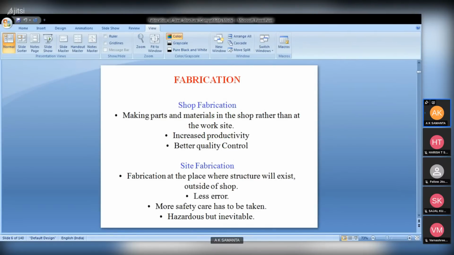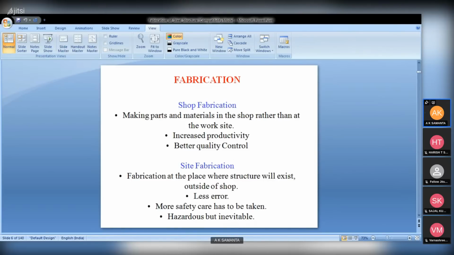Then fabrication has two types of activity. One is in shop, another is on site. Normally site fabrication is easy, but quality is compromised. Shop fabrication is very difficult, but it is more precise. Another cost aspect also will be there. If shop fabrication takes place, some government taxes are there, but if site fabrication, there are no such taxes.